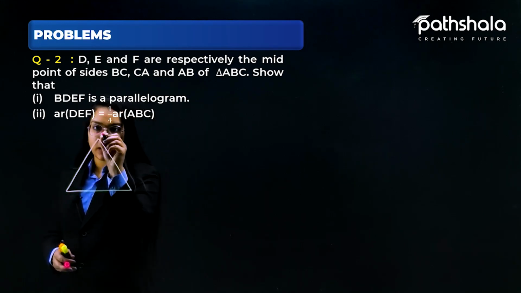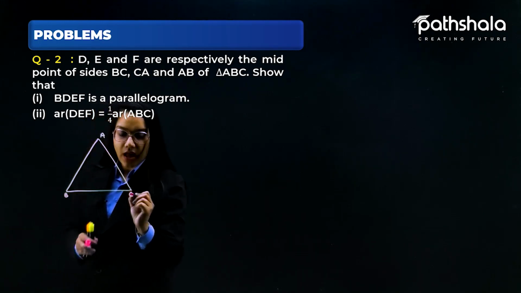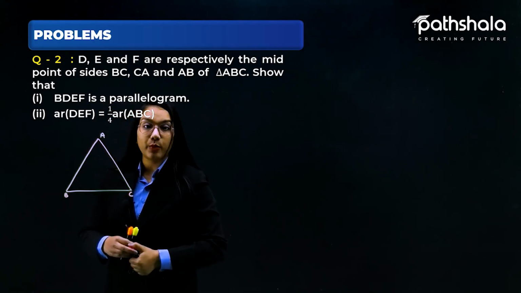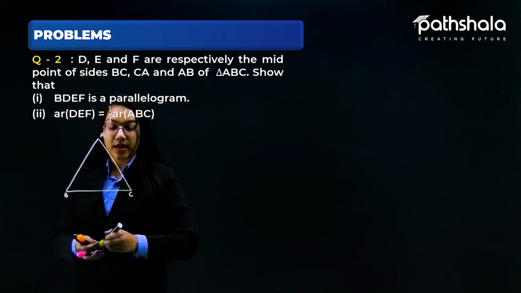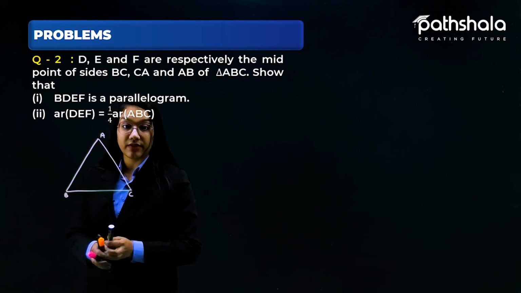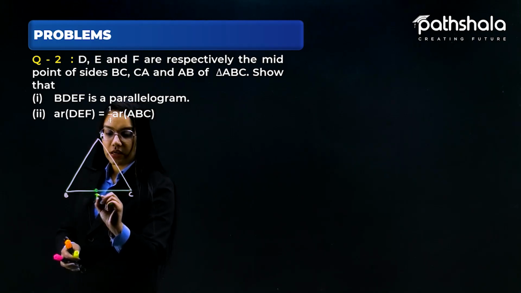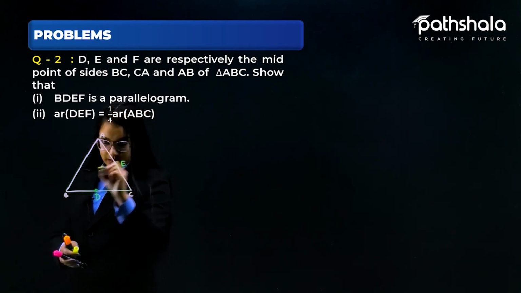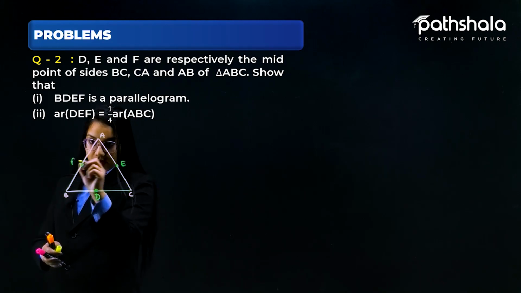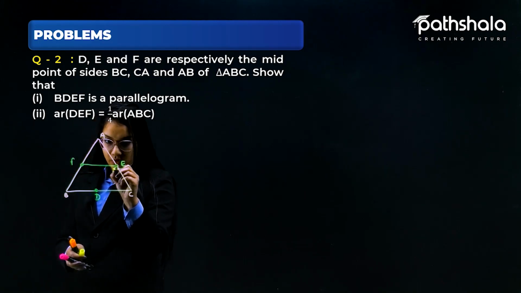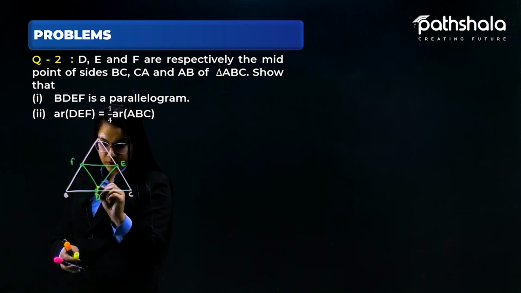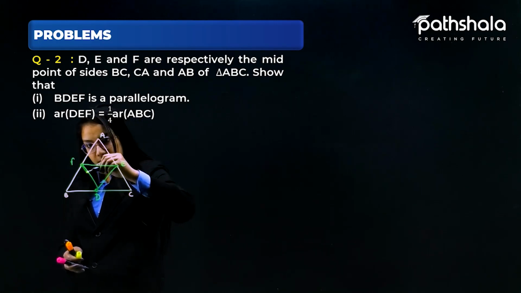Let us suppose I'm taking this as ABC, and it says that the midpoints of the sides are D, E, F. So this is D, this is E, and let us suppose this is F. If I join all these points together, at the end we have this particular figure.